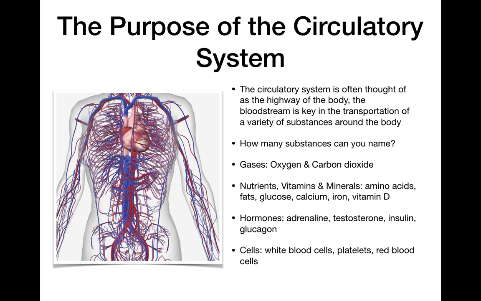Red blood cells are the ones that carry gases, carry oxygen around. White blood cells and platelets are involved in blood clotting. White blood cells are important for fighting off infections. And then, of course, water and waste products both get carried around as well. So all of these things are reliant on the circulatory system pumping them around the body.